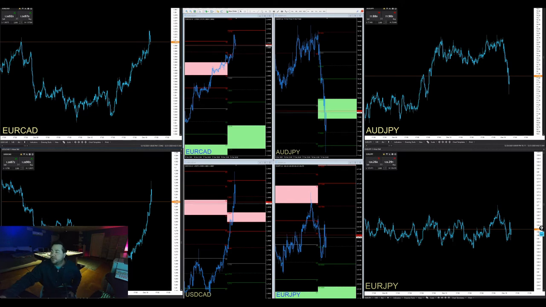All right. Took the stop on the Eurocad. Drawdown season. There is no golden ticket in trading. Drawdowns happen. This one's a little bit deeper now. It's about a 10% drawdown, which is fine with me. I mean, I'd rather it not go more than 10%. Look at the CAD.